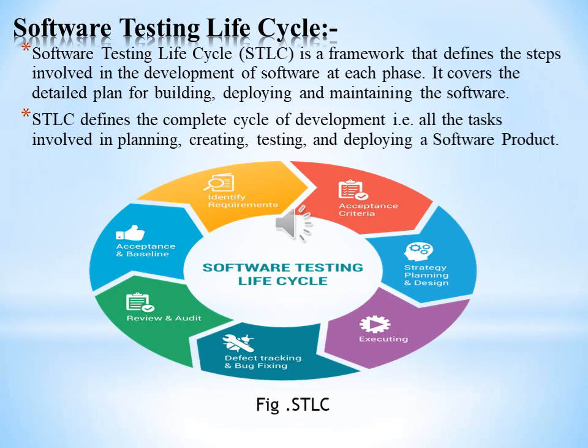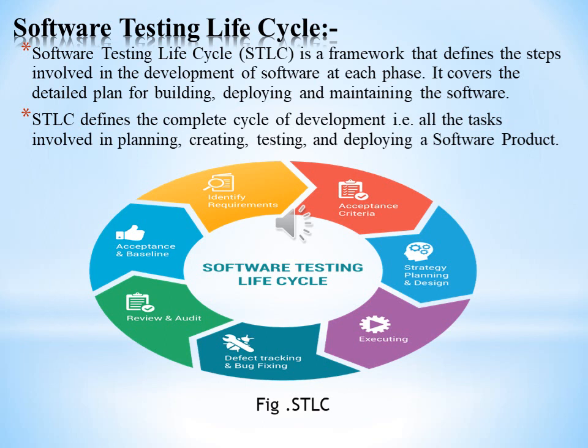Some differences between the SDLC and STLC. SDLC means the software development life cycle, and STLC, software testing life cycle. SDLC is a systematic approach to develop software. In STLC, the process of testing software in a well planned and systematic way is known as STLC. In SDLC, requirements gathering is done, and in STLC, requirements analysis is done. In this phase, software requirements are reviewed by the testers.